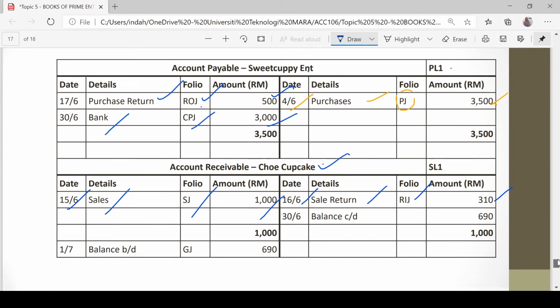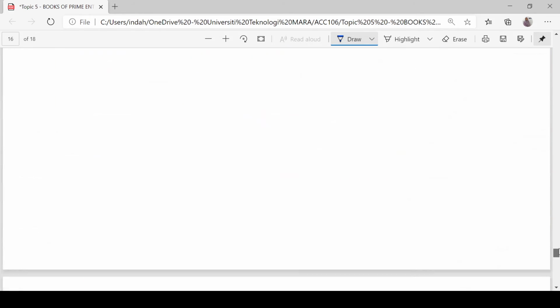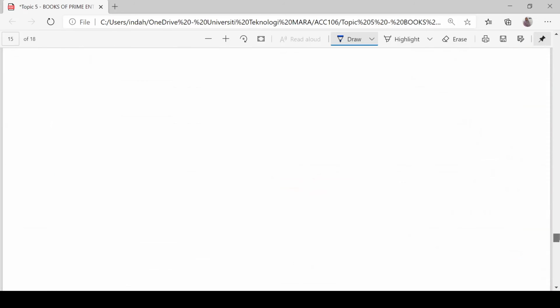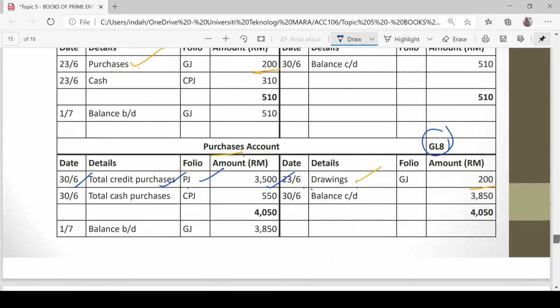Now purchase. Let's look at it together. What happened in the purchase account? We transfer only the total cash purchase from the cash payment journal, 550. So in the purchase account, what to expect is the total cash purchase on the credit side. And then drawing. That's it. You get the balance, you calculate the total, and any difference becomes your balance c/d.